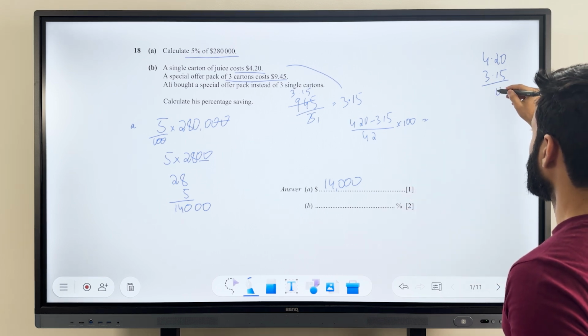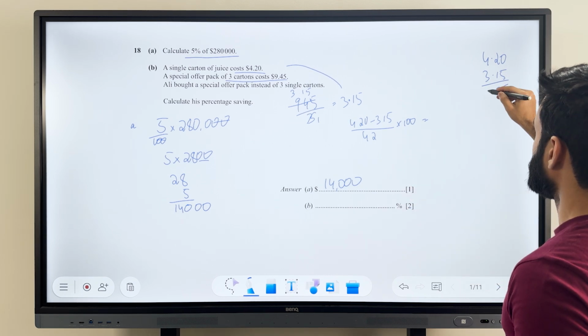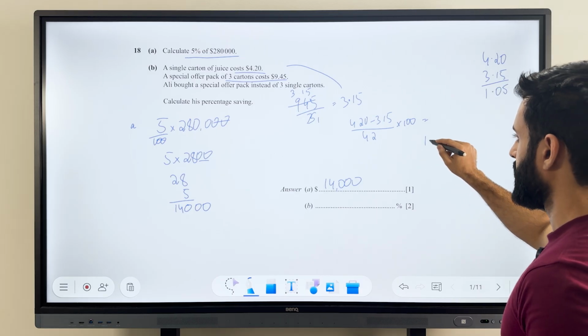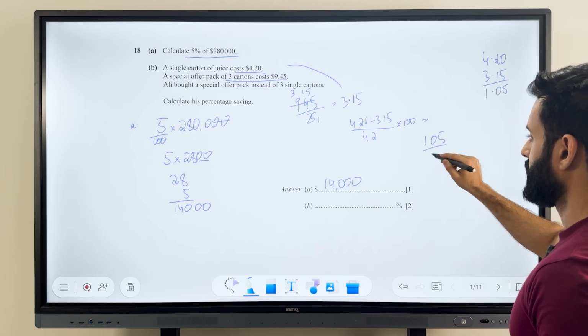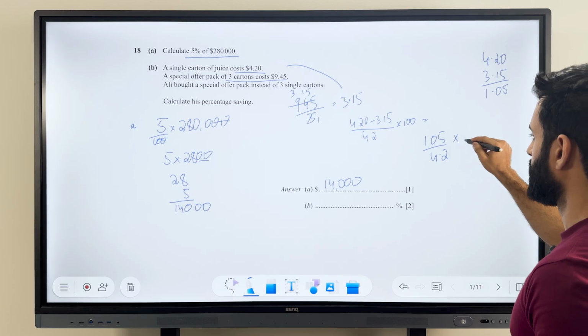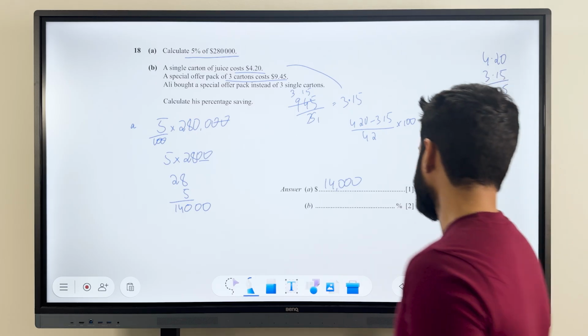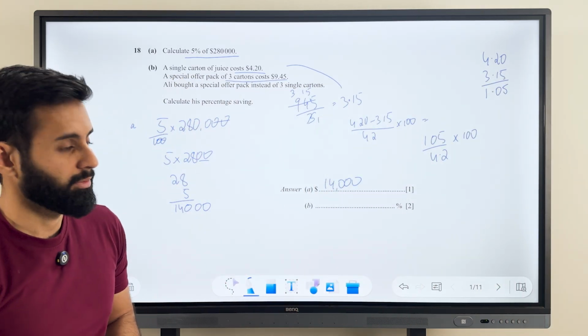So 20 minus 15 is 0.5. And 4 minus 3 is 1. So that means we are down to 1.05 over 4.2 into 100. Okay, now, what do we do here? Let's see if we can simplify.